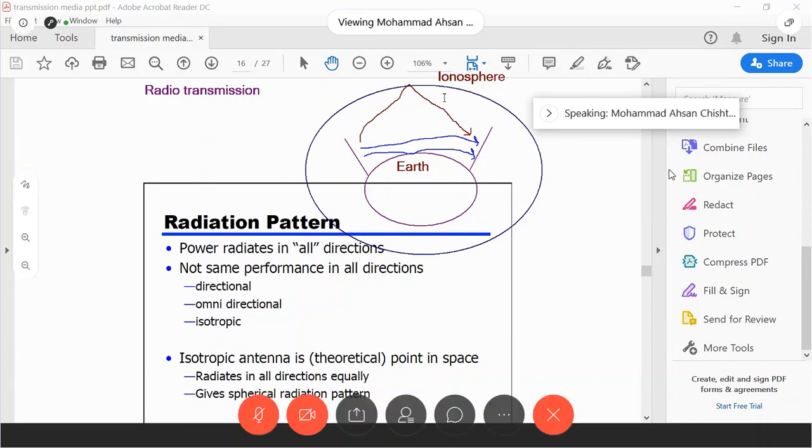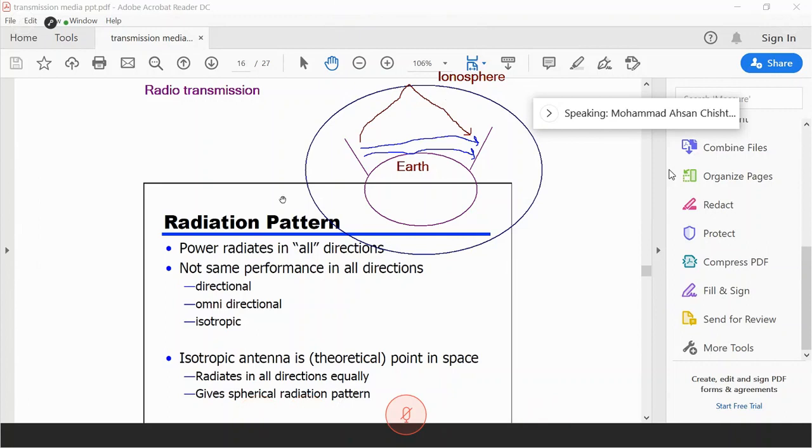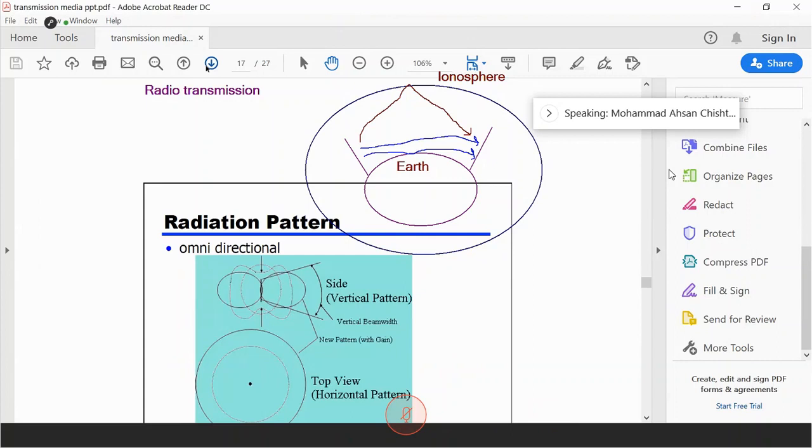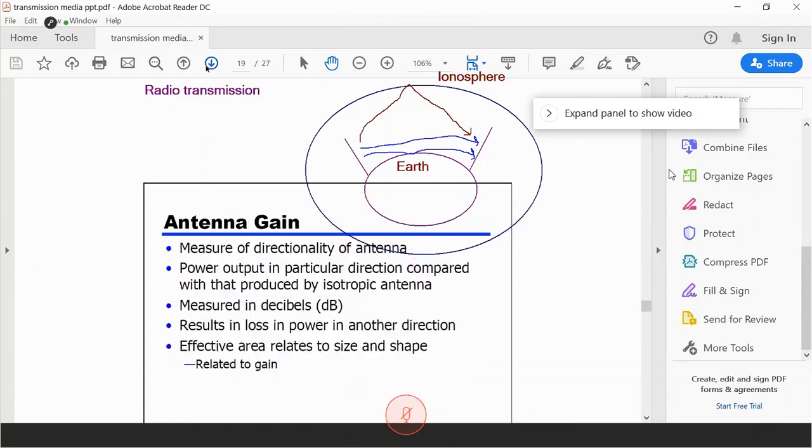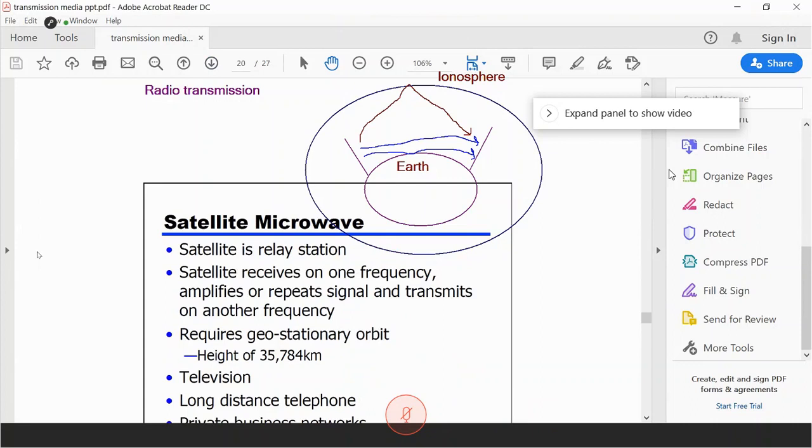The next one that we see after radio is the parabolic antenna. Again, we won't take this one. Let's go to the next one, that is the satellite microwave transmission.